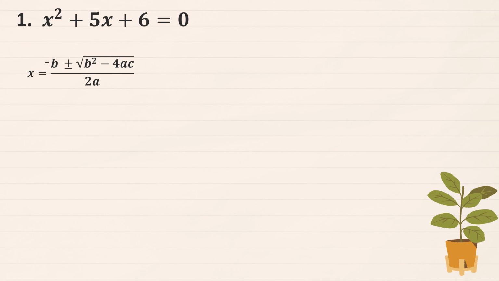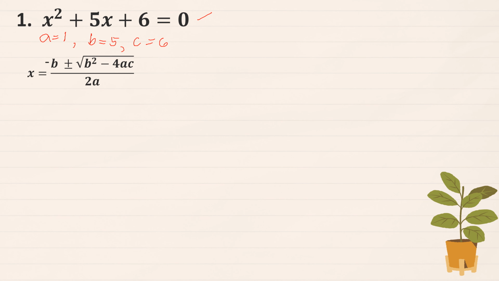Okay, so let us answer number 1: x squared plus 5x plus 6 is equal to 0. For step 1, we need to set it to its standard form, and this is already in standard form. So we get our a, the quadratic term numerical coefficient, which is positive 1. Our b, the numerical coefficient of our linear term, is 5. And our c is equal to 6.